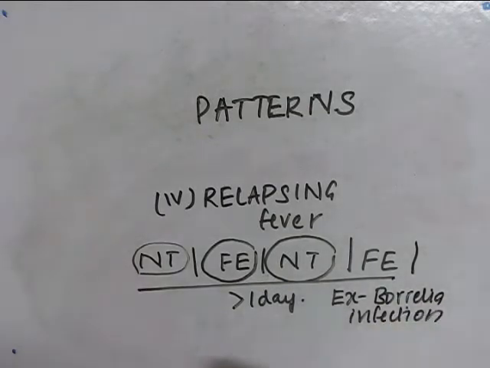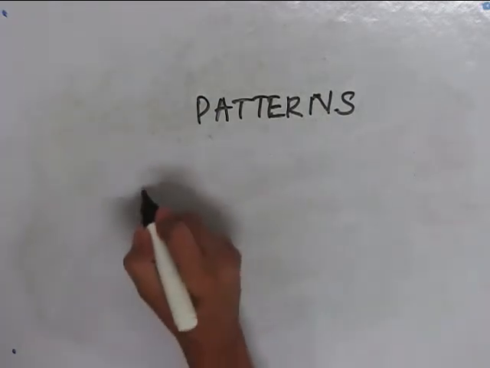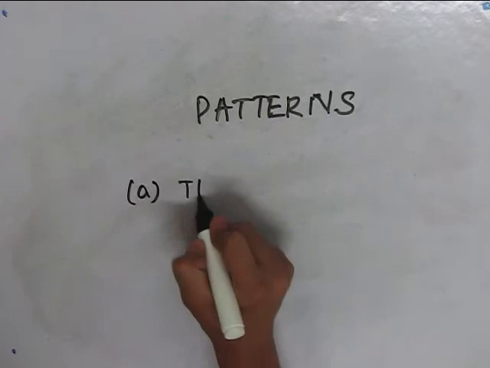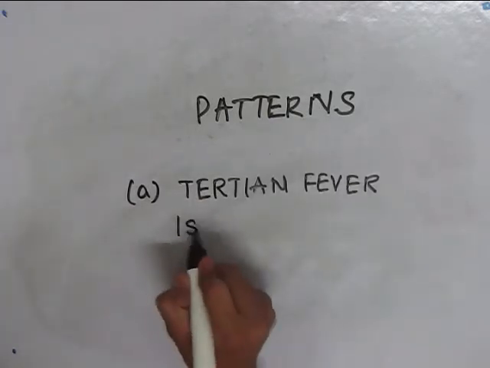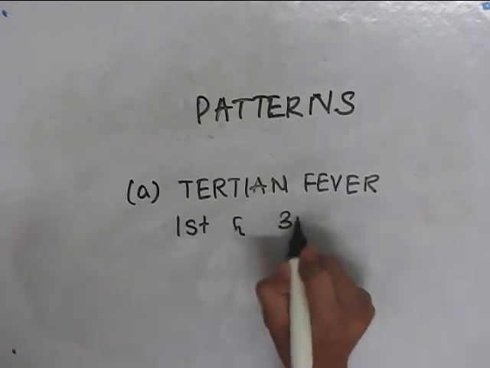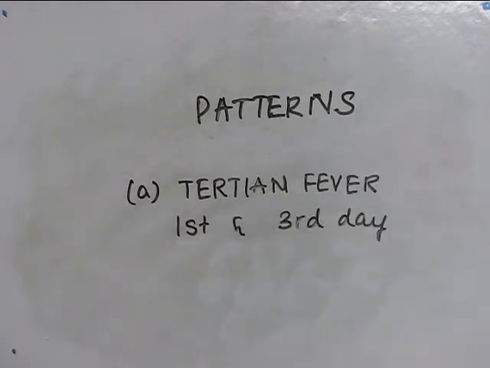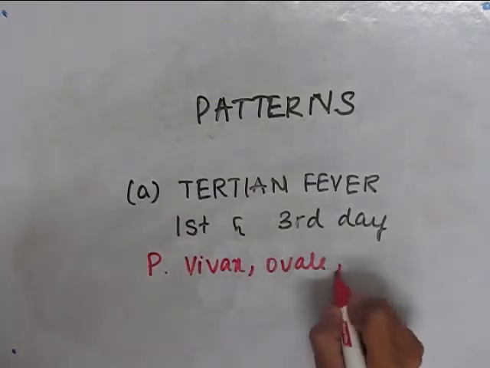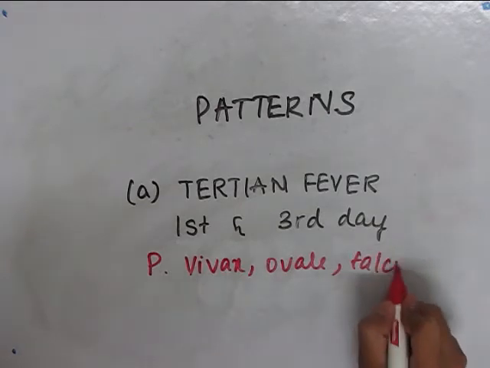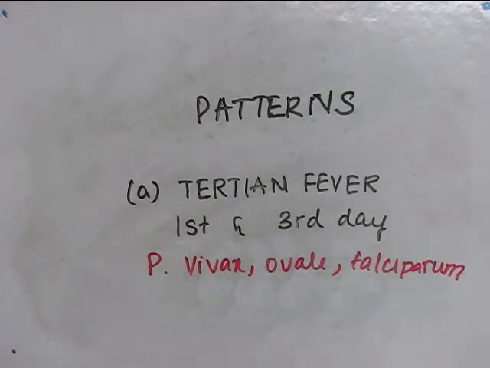There are different types of relapsing fever. Let's learn about the types of relapsing fevers. The first type is called tertian fever. As the name suggests, it occurs on the first and the third day. It is seen in the infections of Plasmodium vivax, ovale, and falciparum. Now, I'll show you how the graph of a person suffering with tertian fever looks.